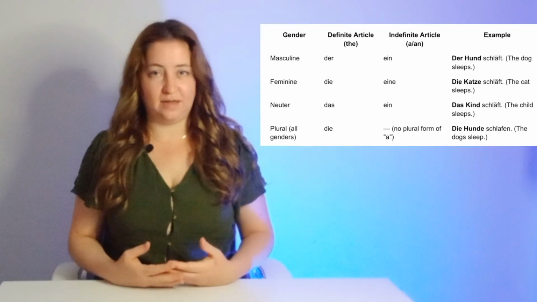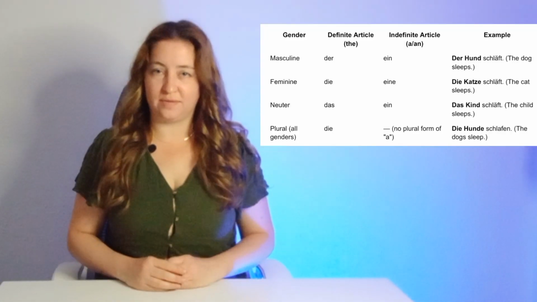So the nominative case is for the subject, the person or the thing doing the action in the sentence. It answers the question, who is doing it? German nouns all have one of three genders. And we use those with definite articles, the, and indefinite articles, a or an. There's masculine, feminine, and neuter.